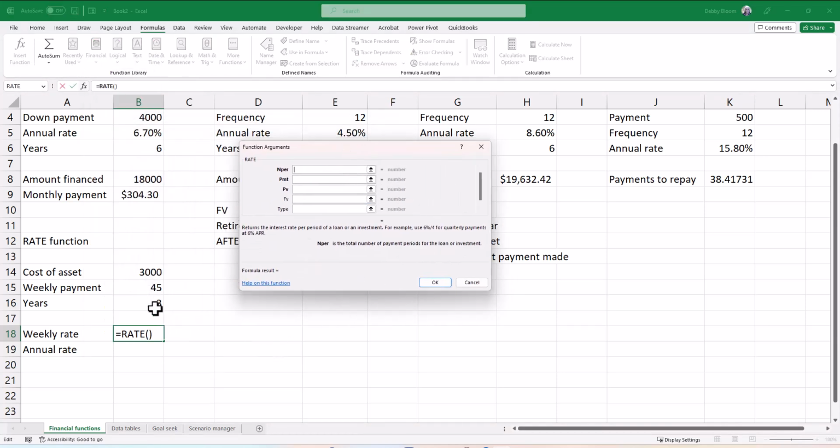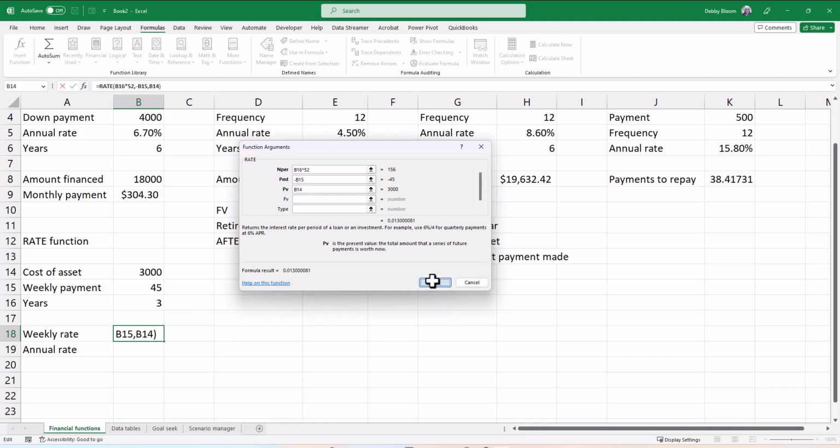Okay, so my NPER is 3 years multiplied by 52 because this is weekly. My PMT is negative 45. And again, if I was saving up $45 a week for the 3,000 future value, the 3,000 would be the FV, but I'm getting the couch today and then making the weekly payment, so the 3,000 goes in the PV, and because I'm getting the couch, it goes in as a positive number.